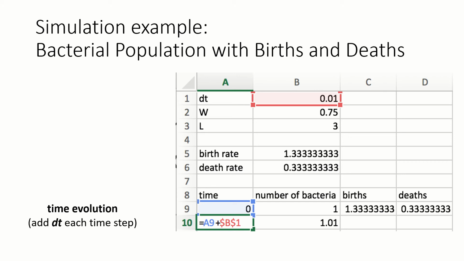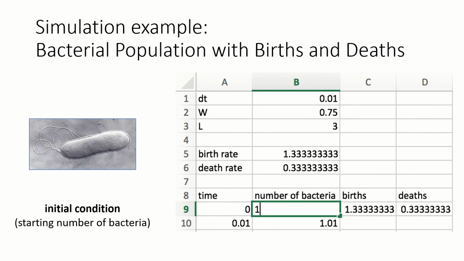And then I have a time column, which I start at 0, and every column I add my DT. That's what that $B$1 is. And then I move over. I start with 1 bacteria. You could start with 50, but we're just going to initialize at 1. That's our initial condition.